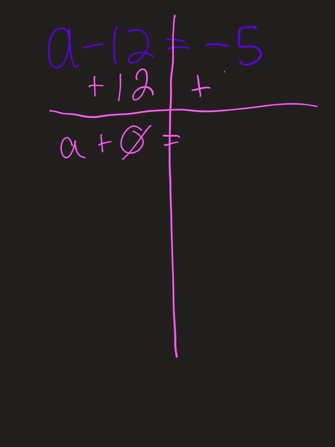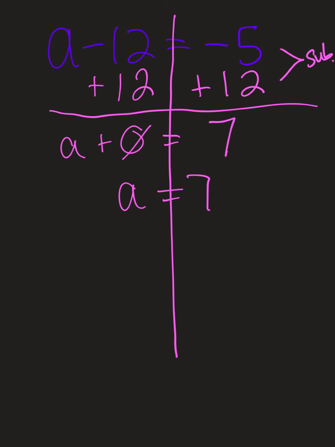Over here I have -5. Remember, if I do something to one side, I have to do the same thing to the other. Now I have opposite signs here, so I subtract. Okay, even though I'm writing addition, I'm going to do the operation of subtraction. And 12 minus 5 is equal to 7. 12 is larger and it is positive, so it will stay positive. A is alone, so A is equal to 7.